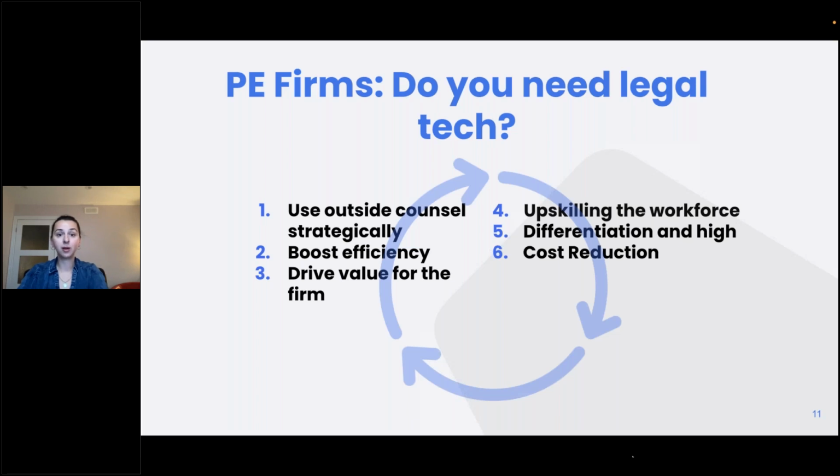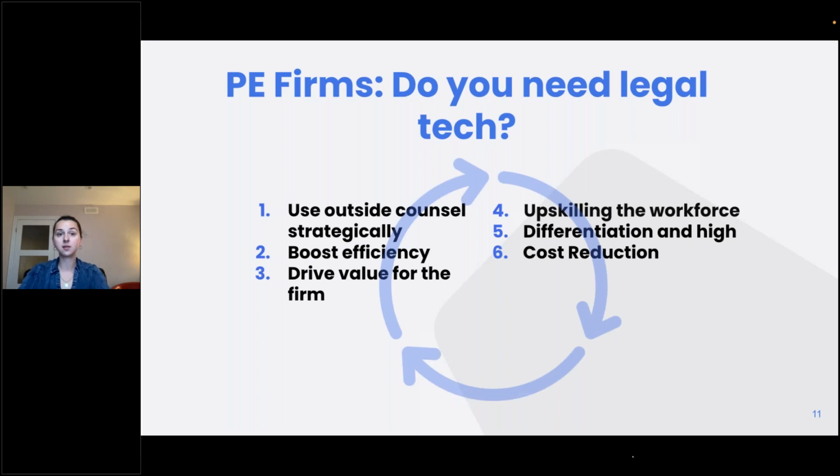Private equity firms are increasingly turning to legal tech solutions to navigate the intricate legal landscape more effectively and efficiently. With diverse portfolios spanning various industries, PE firms encounter many legal challenges, from contract management and due diligence to compliance and regulatory changes.